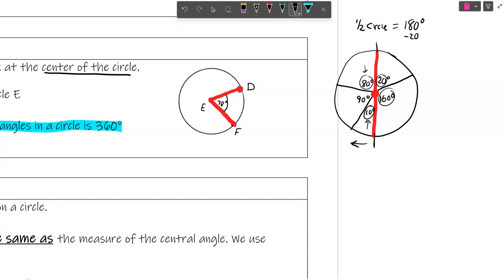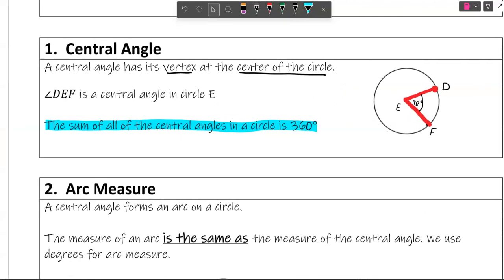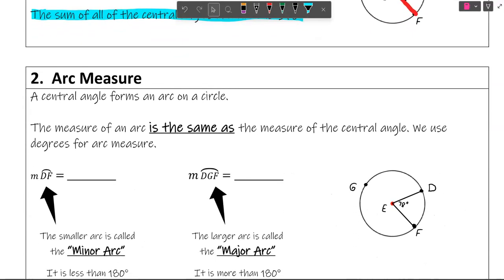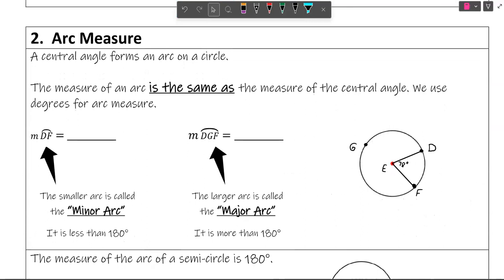So now if you added up all 5 of those angles together, you would get 360. We'll see more of that on the next page. But now, we've learned what central angles are, and we also now know the sum of central angles is 360 degrees inside of any circle. Let's look down at what an arc measure is.